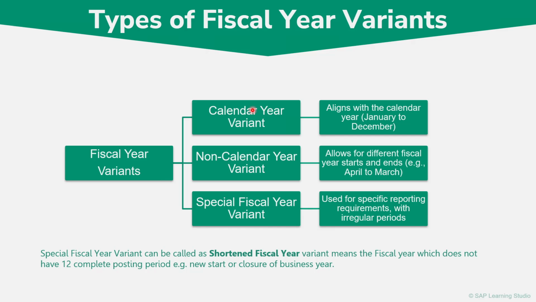And when you use a special fiscal year variant, it means a period is not equal to 12 months, means for that particular fiscal year we don't have a full calendar year or 12 months. It's called as special fiscal year or shortened fiscal year.